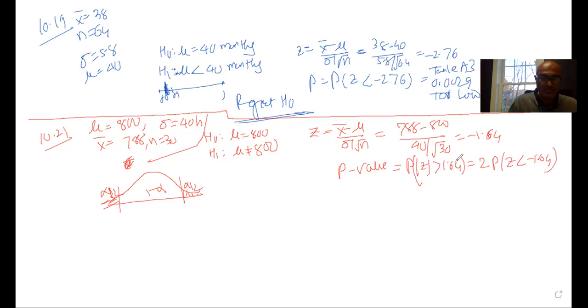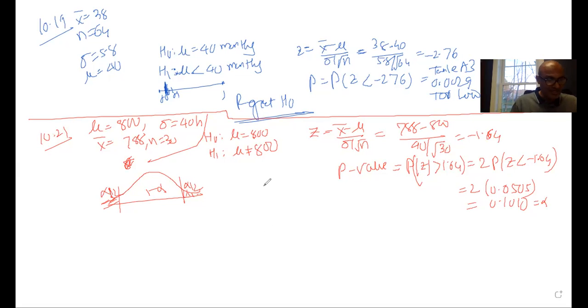We did one of the examples like this. That is equal to 2 times 1.64 with my table, 1.64, and that is 0.0505, and that is equal to 0.1010, right? So that means hence the mean is not significantly different from 800 for alpha equal to 0.101, right? This is actually your alpha value.